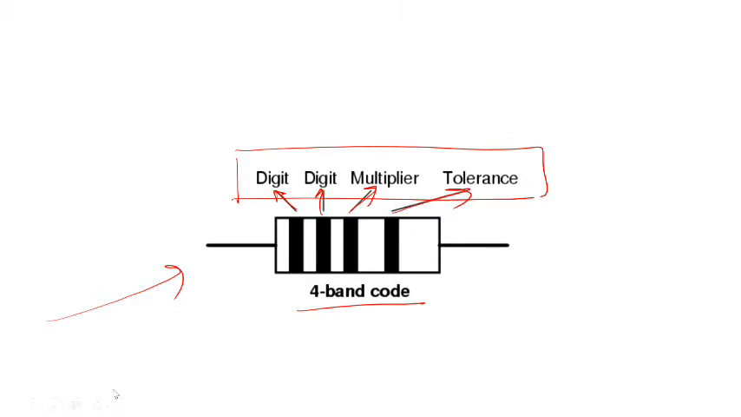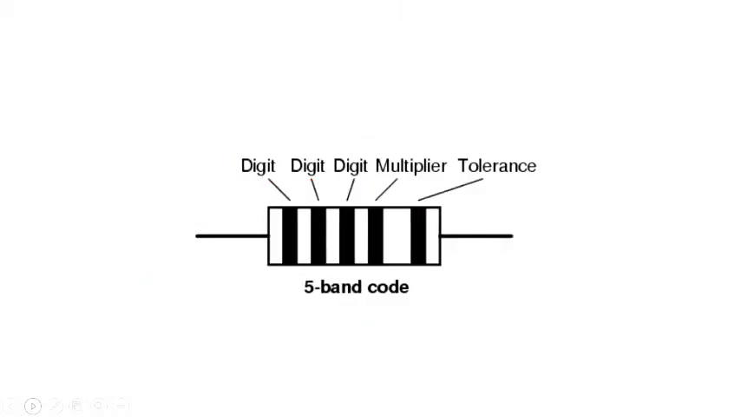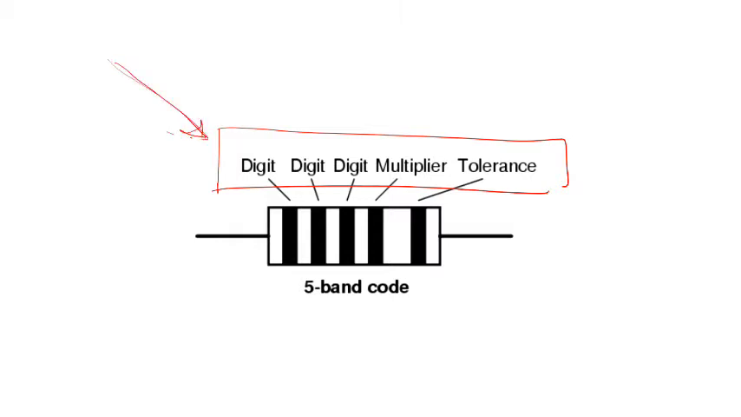Similarly, if the resistor is of 5 bands, the formula will vary slightly. The formula will now be digit, digit, digit, multiplier, and tolerance. So using this formula, we will be easily able to identify the value of the particular resistance which has been handed over to us.